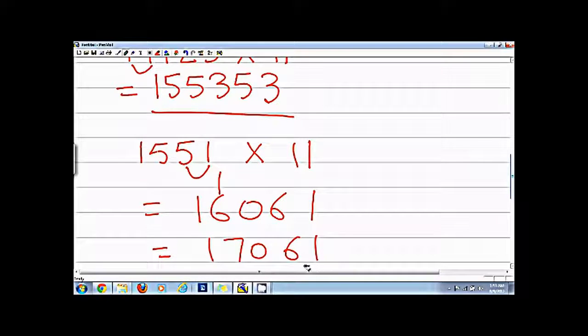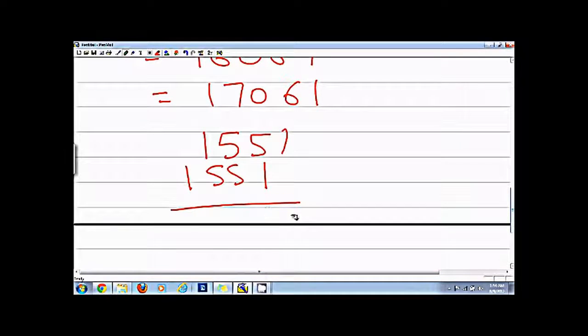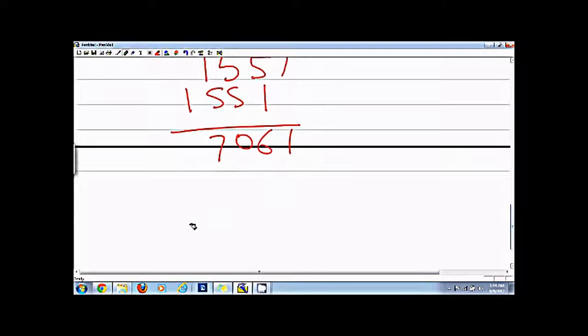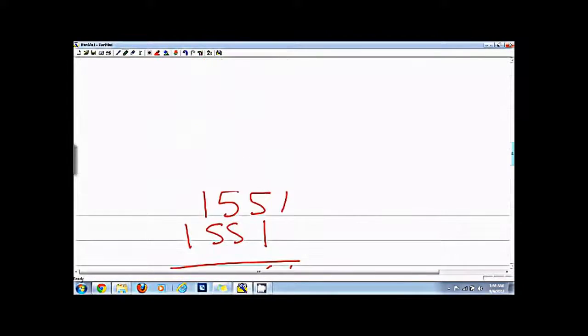Let's try to do it again. We write 1551 and then 1551, and if I add them together, that will be 1, 6, 10, 1, carry on, so it will be 7 and 1. So see, the answer is the same. If you take the carry, it becomes a little trickier, but you can still use the same approach.